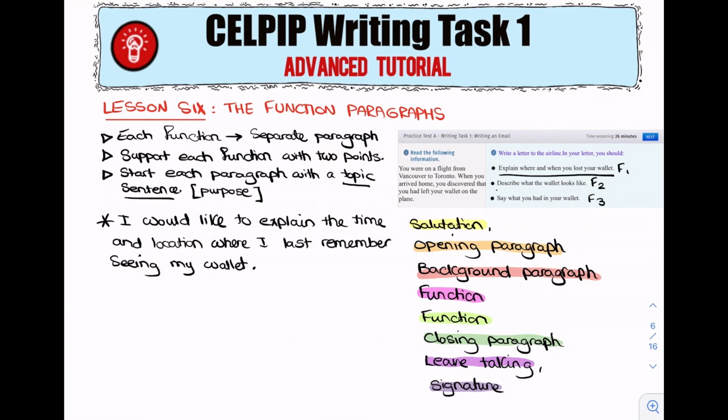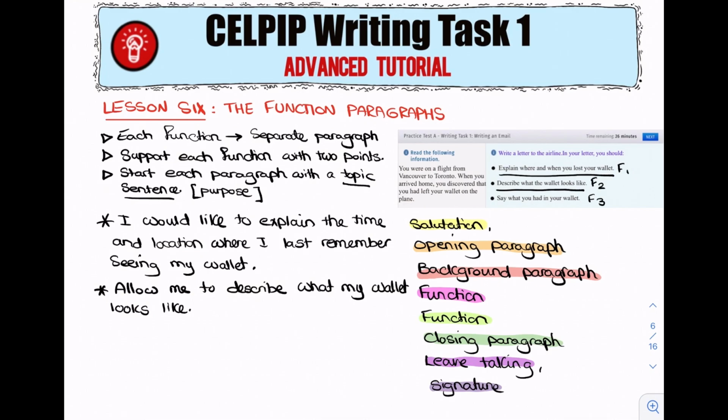So the second bullet is describe what the wallet looks like. Okay, so if I want to start a topic sentence here, I could say something like, allow me to describe what my wallet looks like. Again, I haven't really mentioned what the wallet looks like, but just by reading this sentence, the reader will know exactly what I'm going to do in the rest of the paragraph.